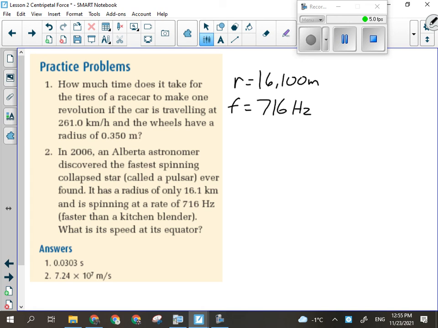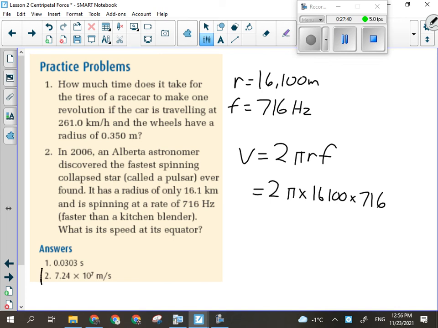So this is what we have. We've got radius, we've got frequency, and we're being asked to calculate V. 2 pi r f. We could go 2 pi r over t, but that brings in an extra calculation, then I'd have to go 1 over 716. I don't want to do that. So 2 times pi times 16,100 times 716. That gives us this speed right here: 7.24 times 10 to the 7th.